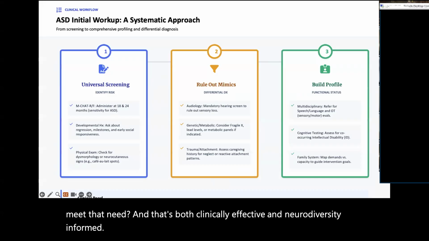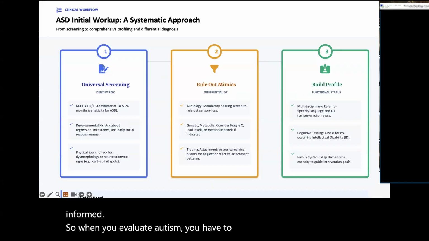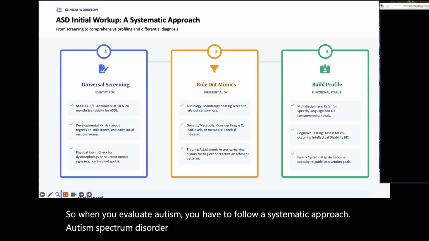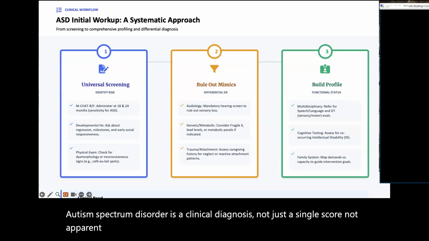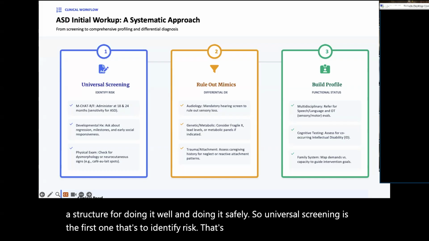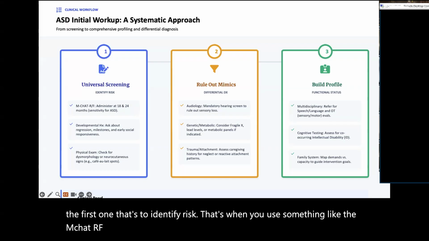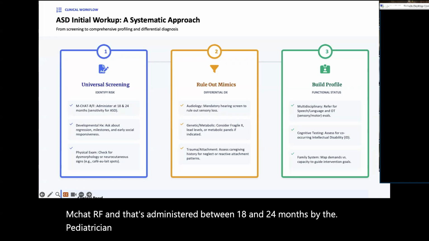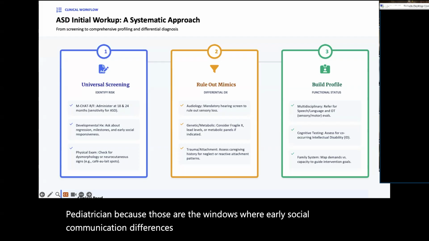So when you evaluate autism, you have to follow a systematic approach. Autism spectrum disorder is a clinical diagnosis, not just a single score, not a parent opinion, not a quick observation. This is a workflow that gives you a structure for doing it well and doing it safely. So universal screening is the first one. That's to identify risk. That's when you use something like the MCHAT RF, and that's administered between 18 and 24 months by the pediatrician, because those are the windows where early social communication differences become reliably observable.